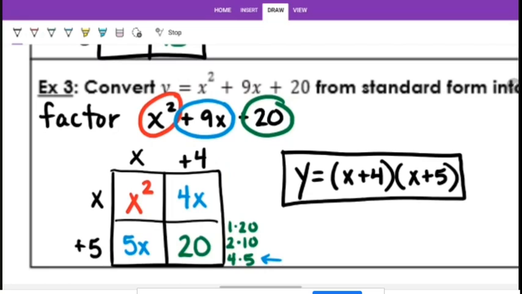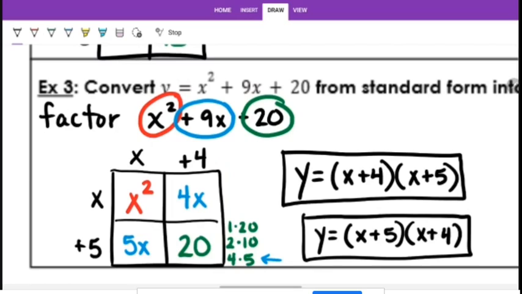And this question came up in a previous class, so I wanted to make sure I addressed it. If you wrote your factors in the other order, if you wrote yours as y equals x plus 5 times x plus 4, you are correct, okay? It doesn't matter which order you do it in. This is still right, okay? So I don't want you thinking you're wrong if you just wrote it in a different order.